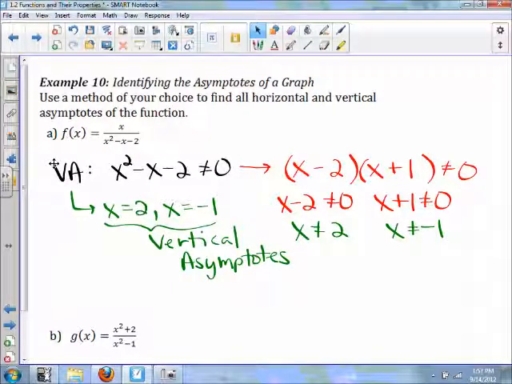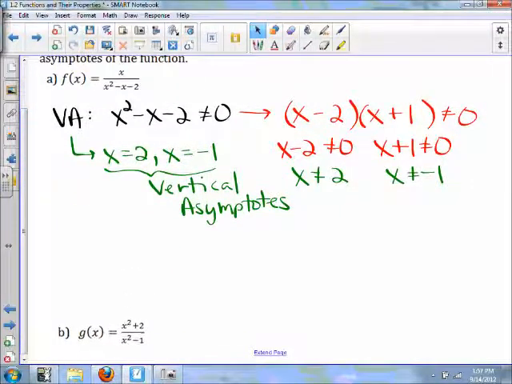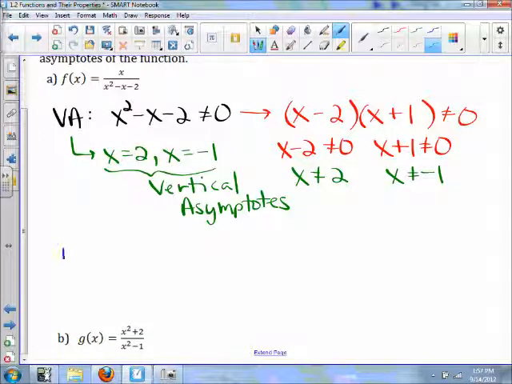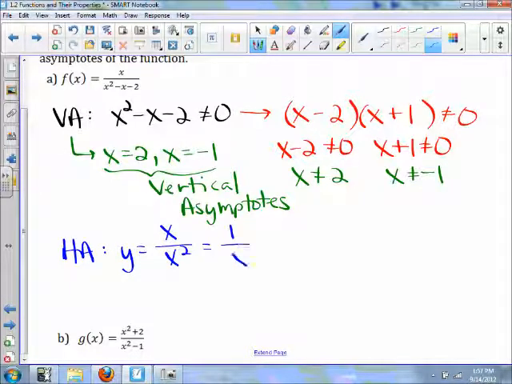Now, for notation's sake, you'll see me a lot of times just putting VA and HA for vertical and horizontal asymptotes. Now, you heard me say before, to find the horizontal asymptotes, we want to take the leading term in the numerator divided by the leading term in the denominator. So it'd be y equals x over x squared, which would be 1 over x.